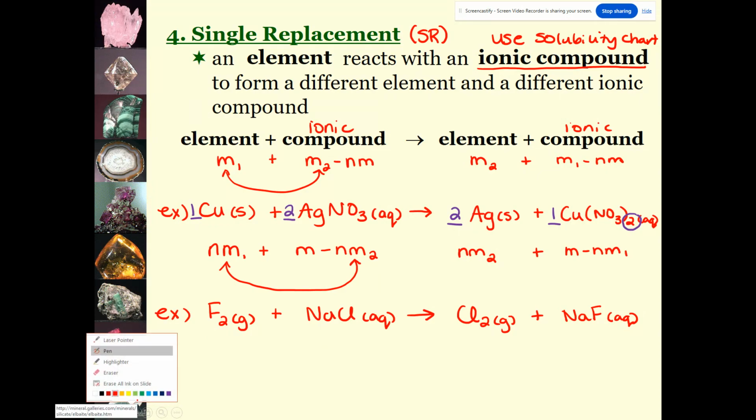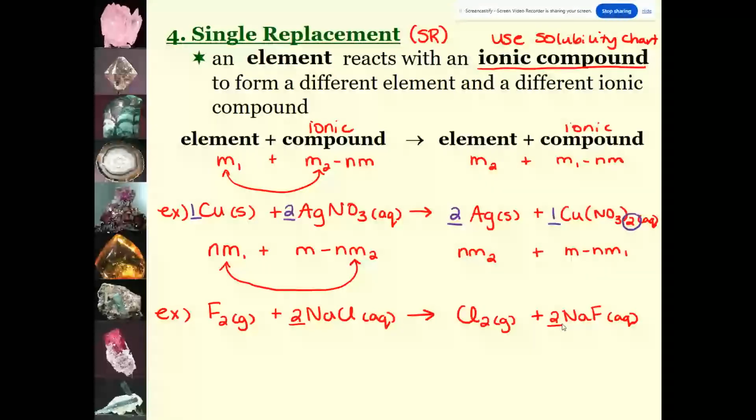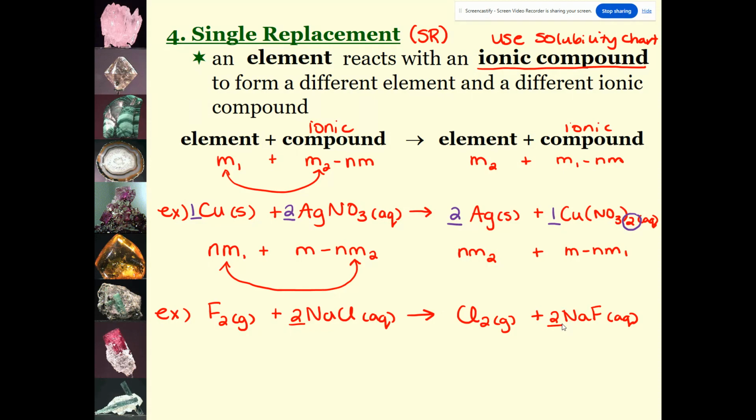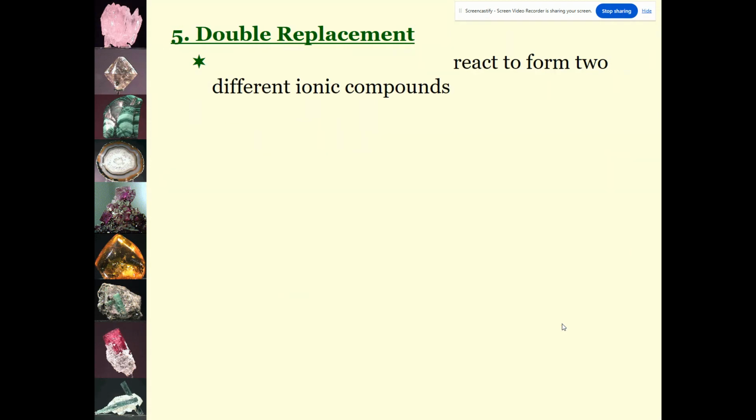And now I can balance my reaction, putting a 2 in front of my sodium chloride and a 2 in front of my sodium fluoride to make those elements balance. Okay? So that is the second way a single replacement reaction can happen. The last reaction we have to look at is double replacement.